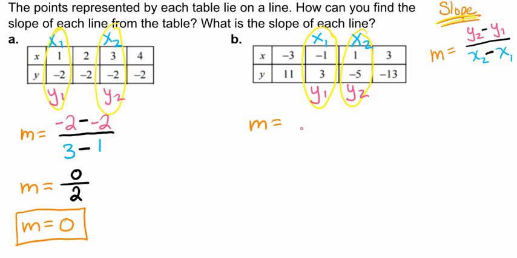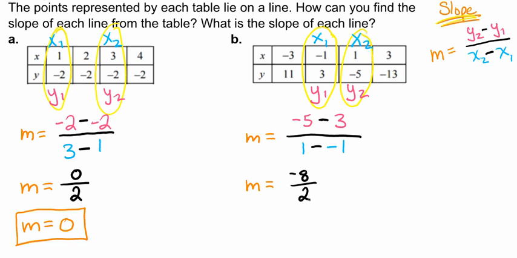And so we're going to take our y2 and subtract our y1, and divide that by our x2 minus our x1. And when we plug that into our calculator, we're going to get -8 divided by -2, which gives us a value of 4. So here we see that our slope is 4.